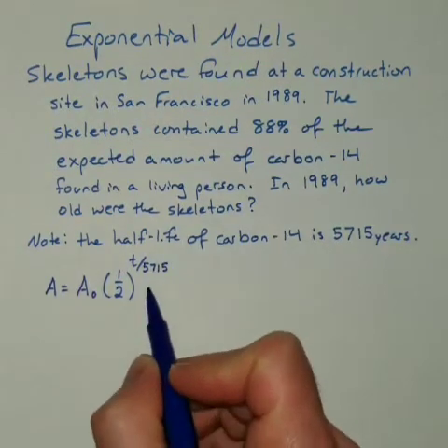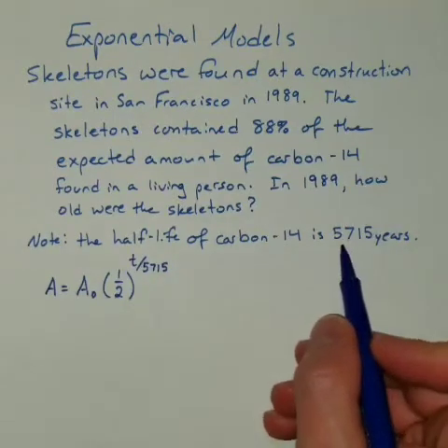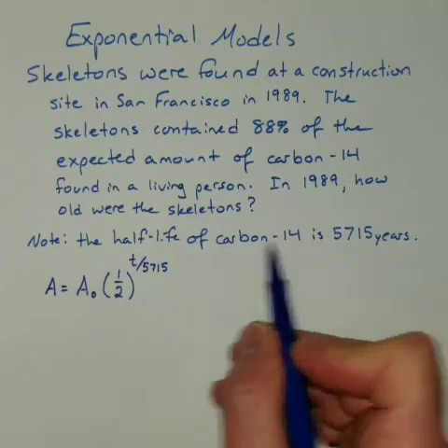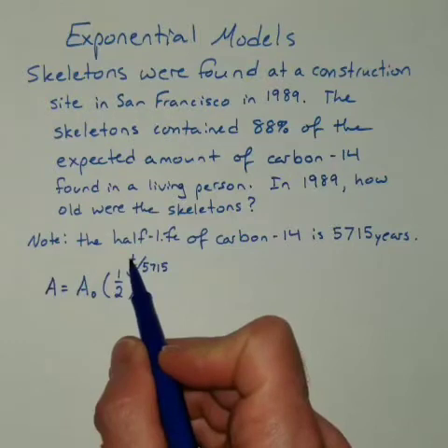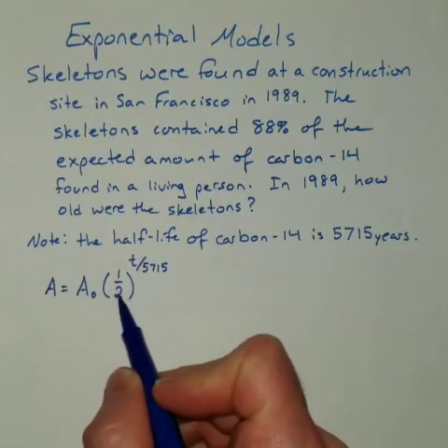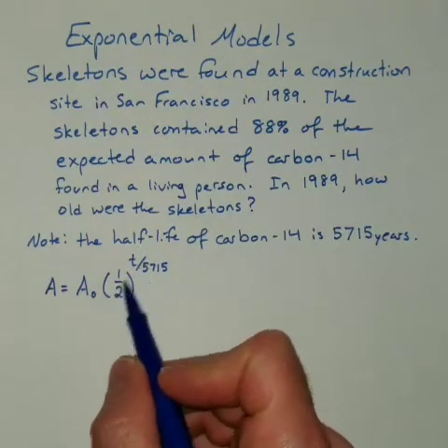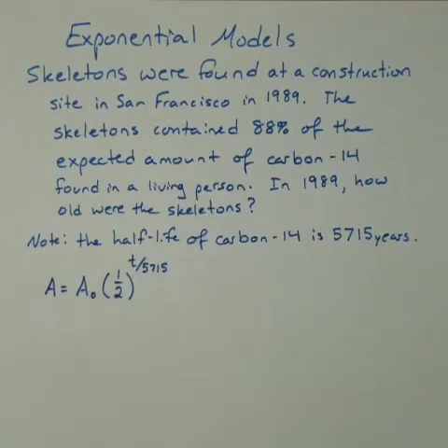5715. And we divide by the half-life once again because if you plug in 5715 for time, divided by itself, you get 1, and that's 1 half-life, which means you're raising the half to the 1 power and multiplying by just that 1/2. So that's how that works out.